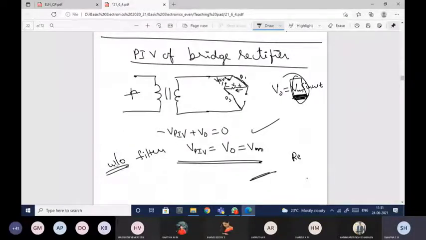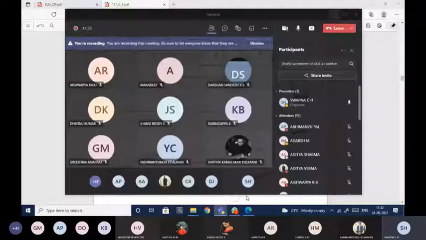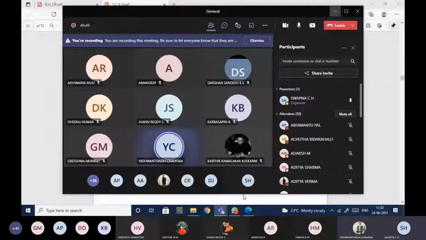Before going to the next topic, let us solve some problems related to these rectifiers. Is this clear to all of you until here? Anybody have any doubts? Until here, anybody in the class have any doubts? No, ma'am. Okay. Fine.